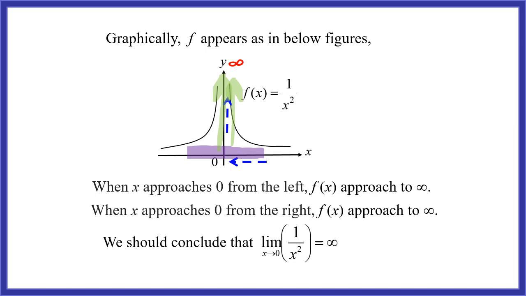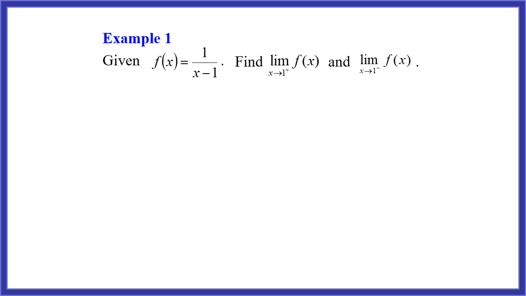Okay, let us see how we deal with a question for infinite limits. Given f(x) equal to 1 over x minus 1. So this is our function. Find the limit of f(x) as x approaches 1 from the right and the limit of f(x) as x approaches 1 from the left.